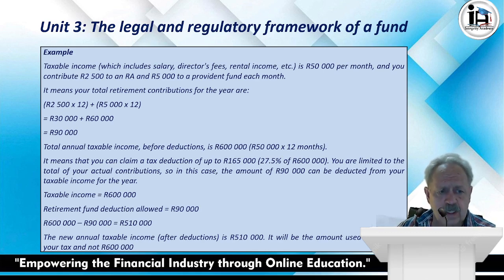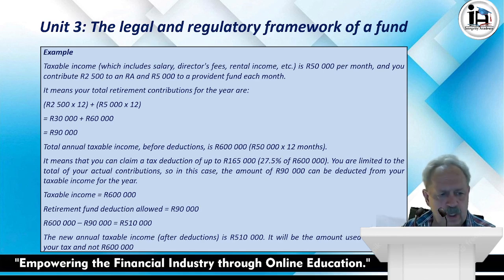The total annual taxable income before deduction is 600,000, which is 50,000 per month times 12. It means that you can claim a tax deduction of up to 165,000, which is 27.5% of the 600,000. But you've only contributed 90,000. You are limited to the total of your actual contributions. You can't claim the 165,000, you can only claim your actual amount, which in this case amounted to the 90,000, which can be deducted from your taxable income for the year.